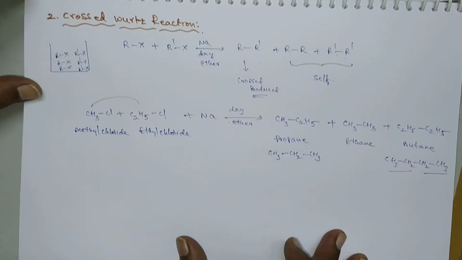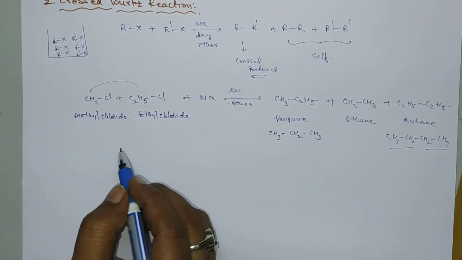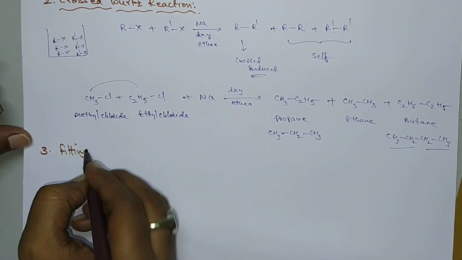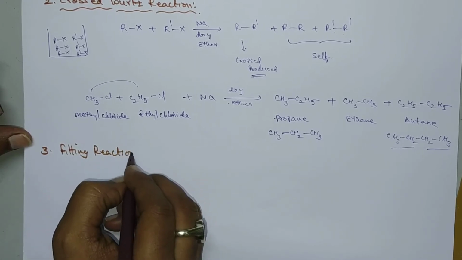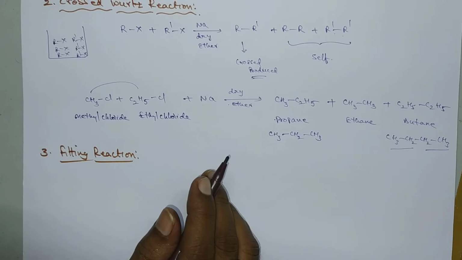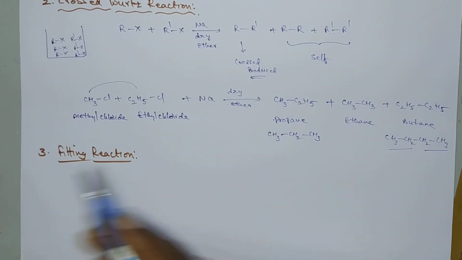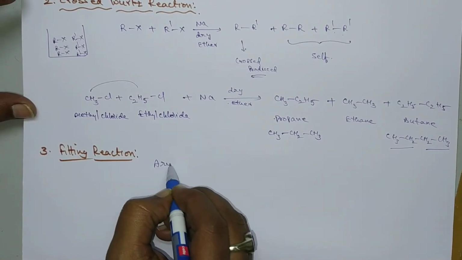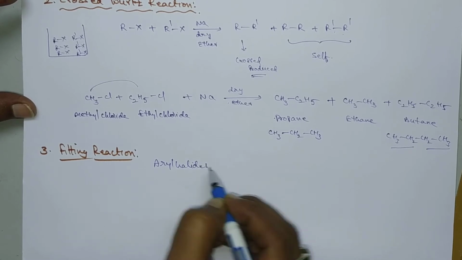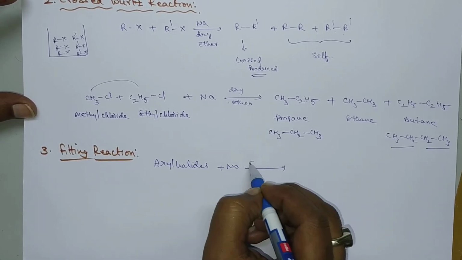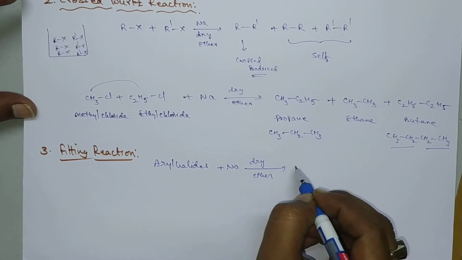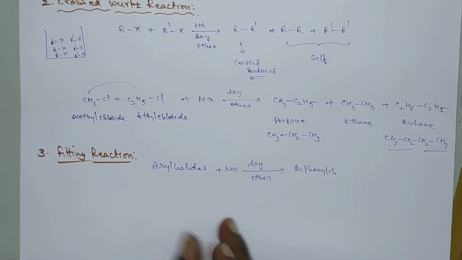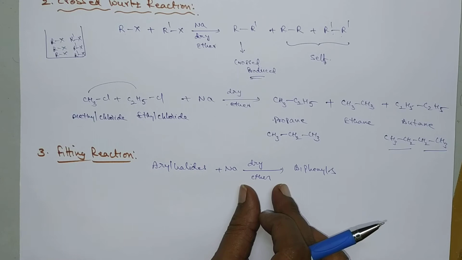Okay, and next one. The third one is the Fittig reaction. In the Fittig reaction, we have to take two aryl halides. In the Fittig reaction, aryl halides undergo this type of reaction. Aryl halides react with sodium metal, same phenomenon, in the presence of dry ether to form biphenyls.